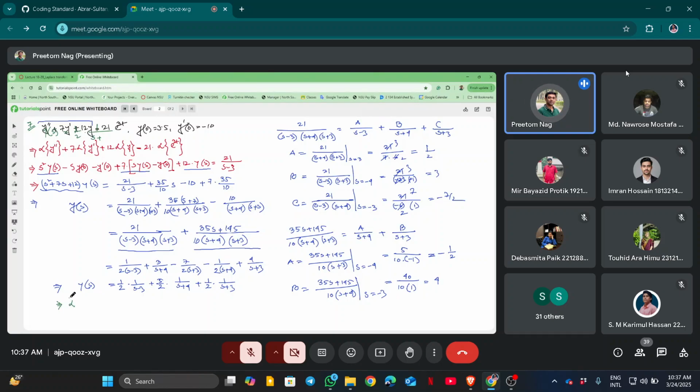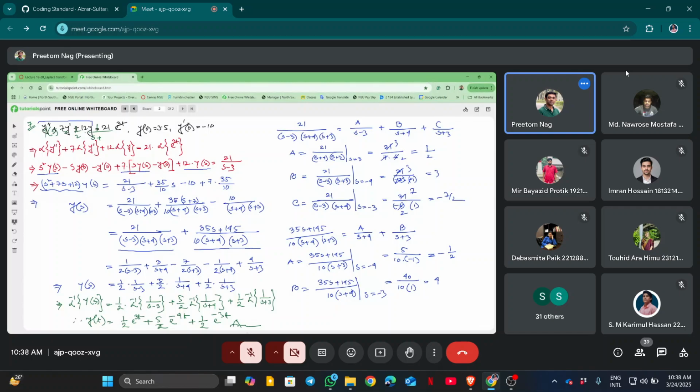So now we'll apply the inverse Laplace transformation to Y(s): half of the inverse Laplace transformation of 1 by (s - 3), plus 5 by 2 of 1 by (s + 4), plus half of the inverse Laplace transformation of 1 by (s + 3). So the final answer is y(t) is half of e to the power 3t plus 5 by 2 e to the power minus 4t plus half e to the power minus 3t.